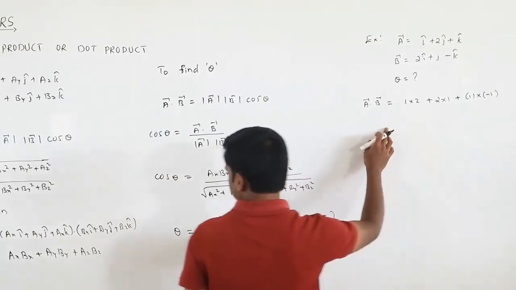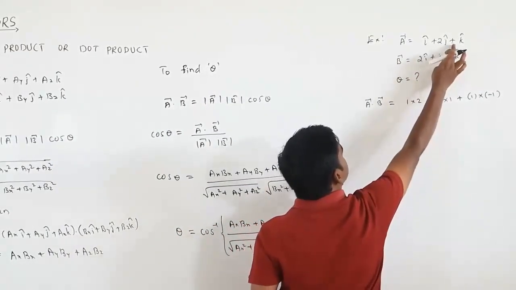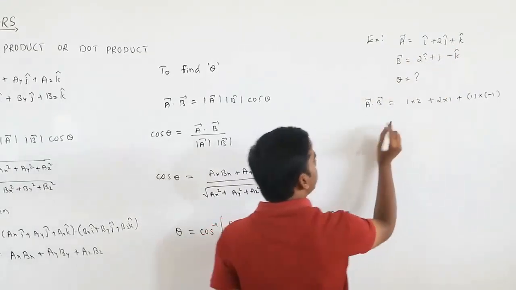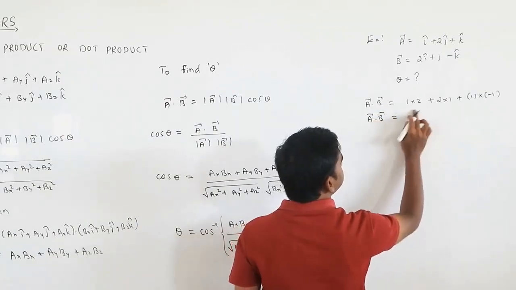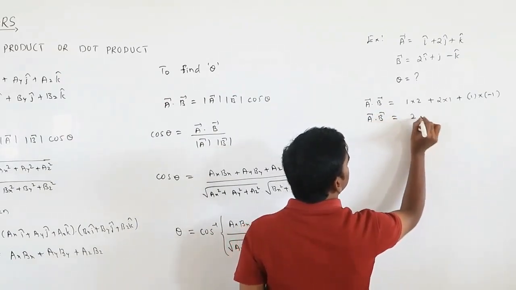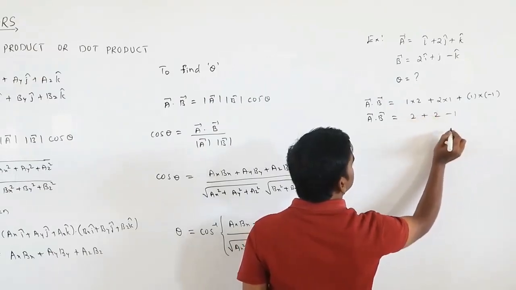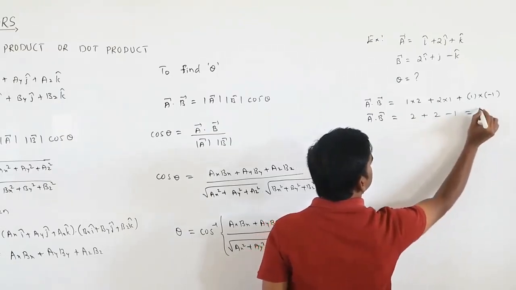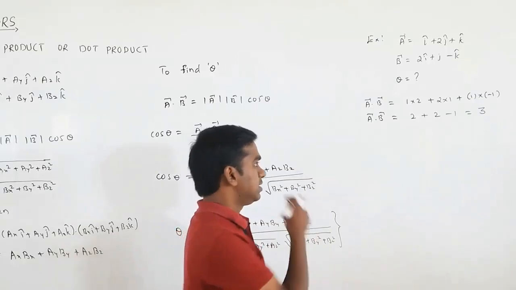So this is what A dot B. Why am I taking it like this? Because we have the formula AX BX, AY BY, then AZ BZ. Okay, so this is A dot B. So A dot B equals 2 plus 2 minus 1. So you got 2 plus 2, 4, and minus 1. This is going to be 3. Okay, so you got it as 3.